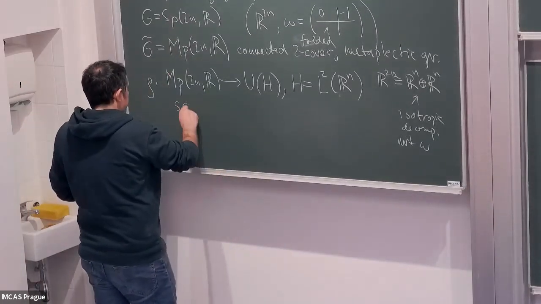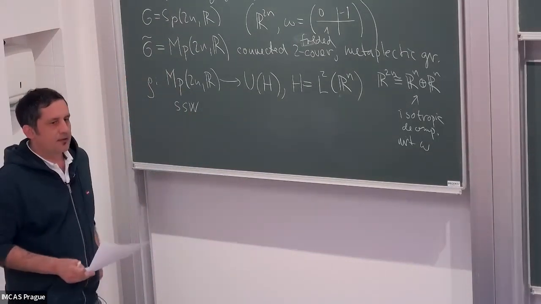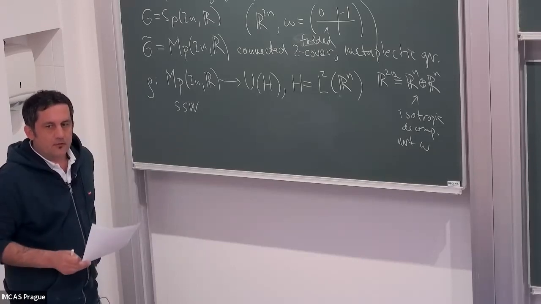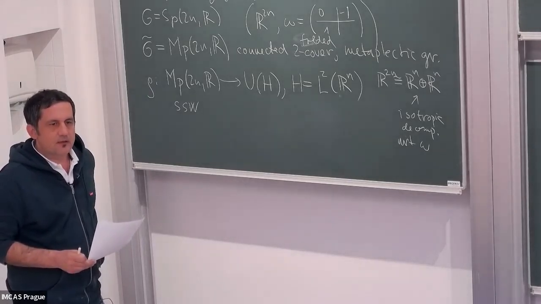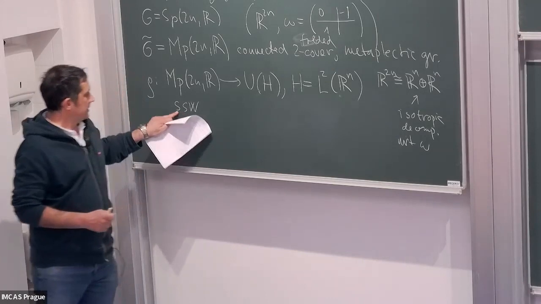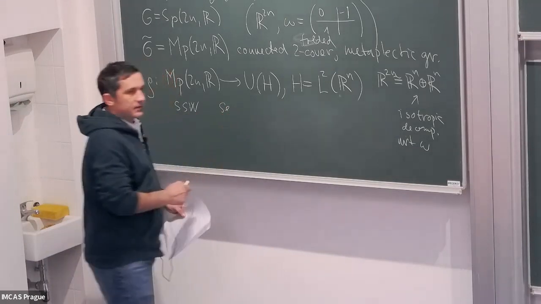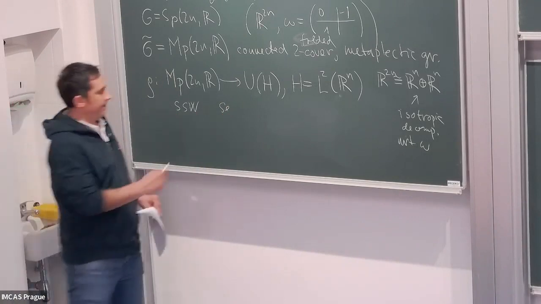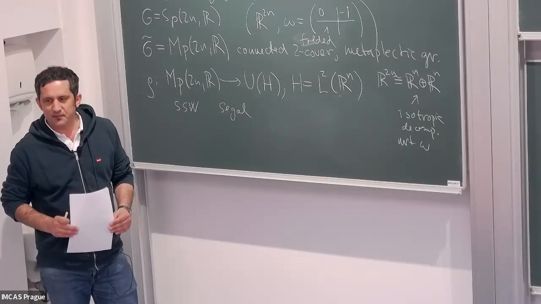This representation, I will not define it. The prescriptions are quite technical. It was discovered by André Weil in connection to number theory, and also by Shale, a physicist, and by Segal. So Segal-Shale-Weil. When did Weil discover this? 1967. But I think this representation was known to Schrödinger. No, it is not the Schrödinger one.